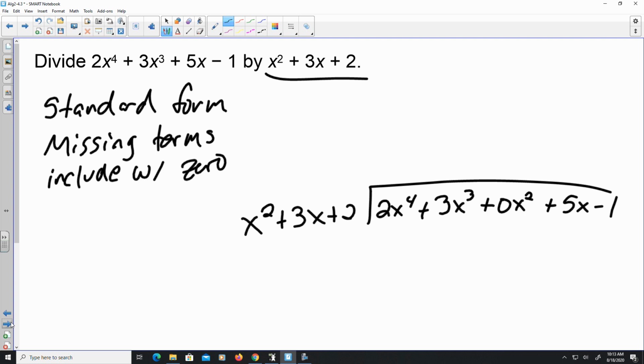How you go about solving these types of problems is kind of similar to what you did with the numerical values. What I have here is a 3-term polynomial that I'm dividing by, so this is 1, 2, 3. So actually I'm going to start right here.